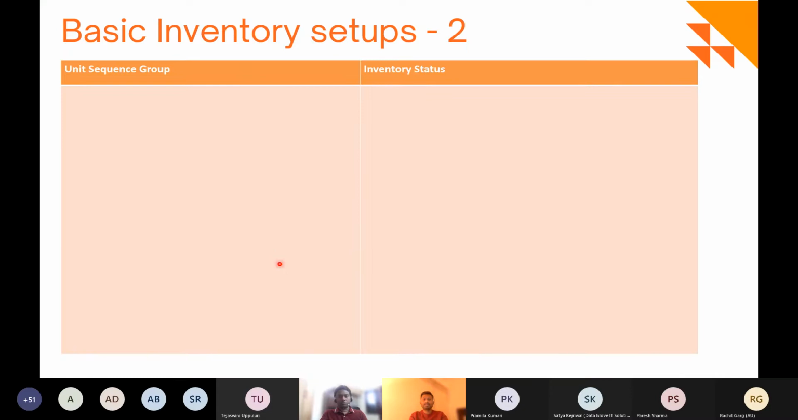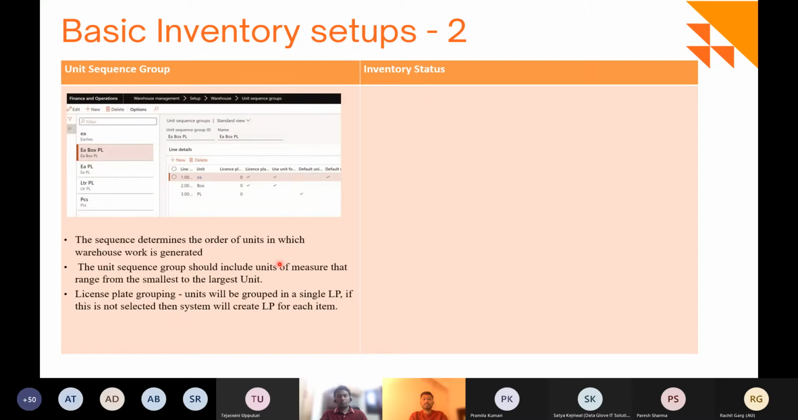Moving on to the next one, unit sequence group. It controls what unit of measurement is being used for the generation of warehouse work, for the generation of the pick work. The unit sequence group basically determines the unit that's used for receiving an assigned item. The checkbox license plate grouping, like I said, controls whether a separate license plate per unit or one license plate for the whole quantity is required or generated upon receiving the item.